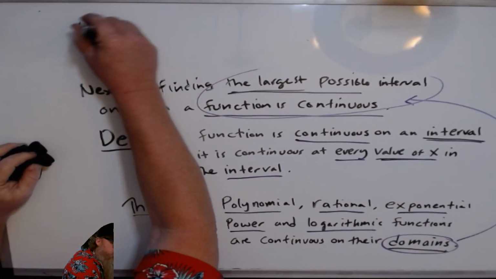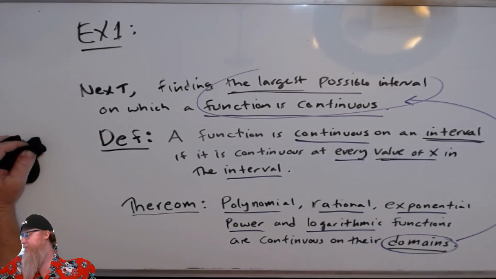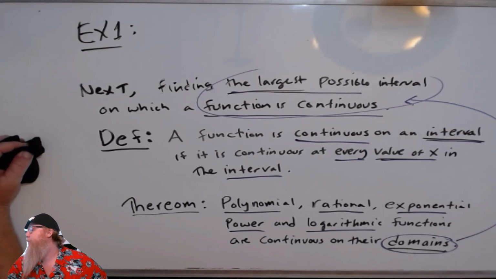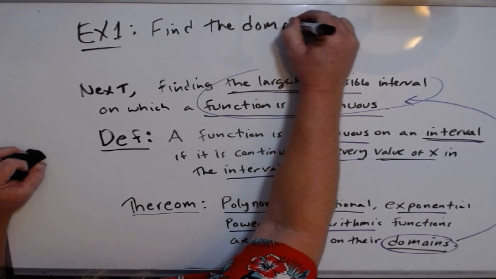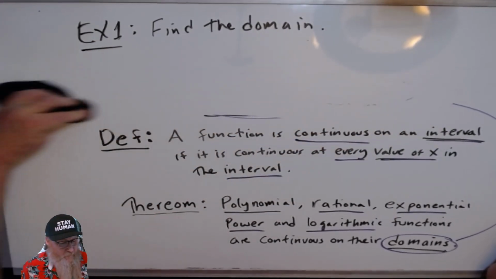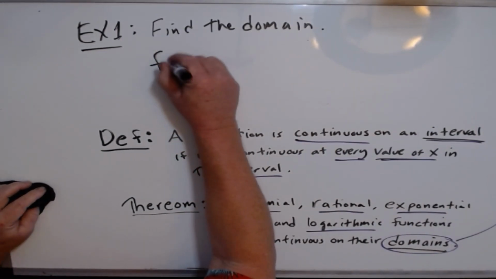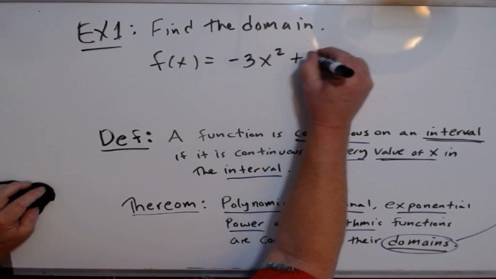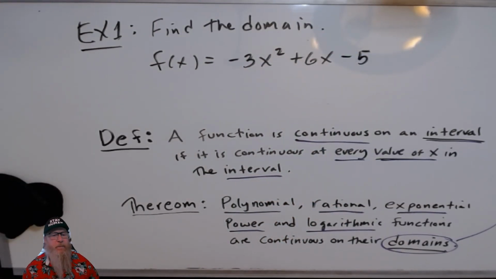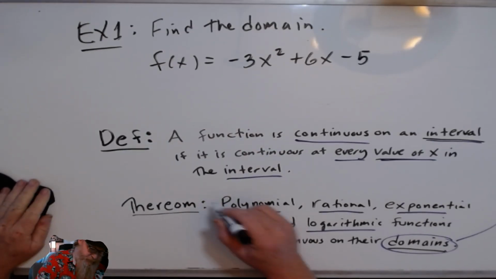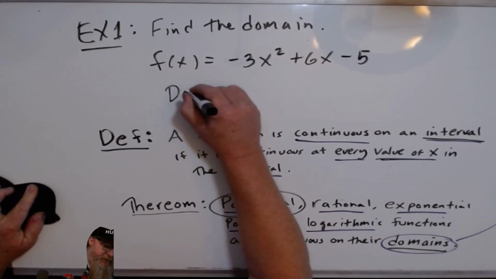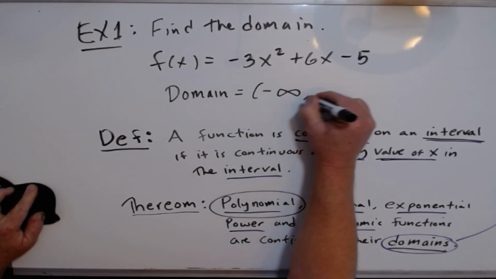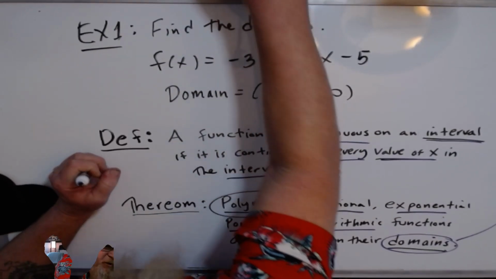Let's see an example. Find the domain of the function. All right. Well, this is a polynomial function. Polynomial function, the domain is negative infinity to infinity. In other words, all real numbers.